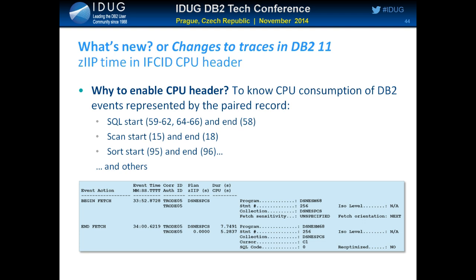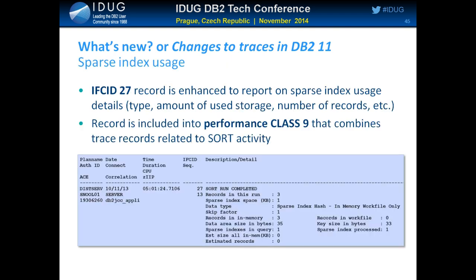For example, you have a number of paired records. Obviously, SQL, we spoke about that, start, stop. Then the scan started, scan stopped, so you can know the CPU, how much altogether it consumed. Sort start, sort stopped. So again, you might get this information. And a few more records, probably of less importance.